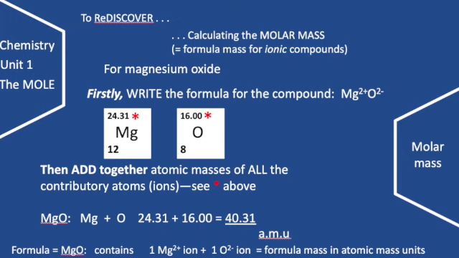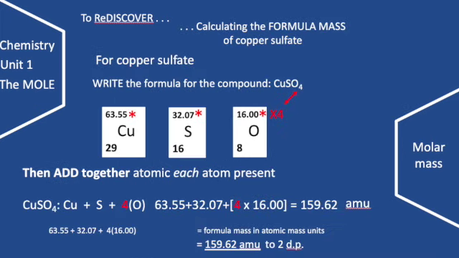So here we've got Mg2+ and O2-, so you've got 1 Mg ion to 1 oxygen ion, and so the formula is MgO. So you're going to add 1 atomic mass of magnesium to 1 atomic mass of oxygen to get the molar mass, 40.31 for magnesium oxide.